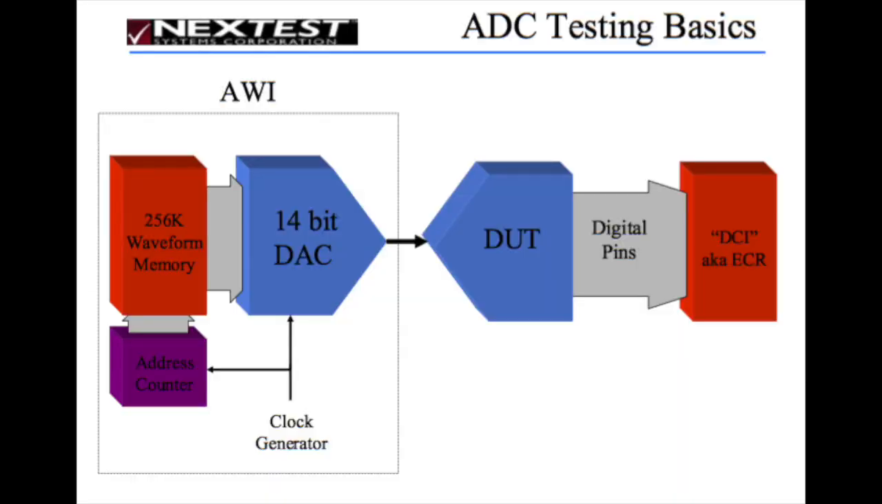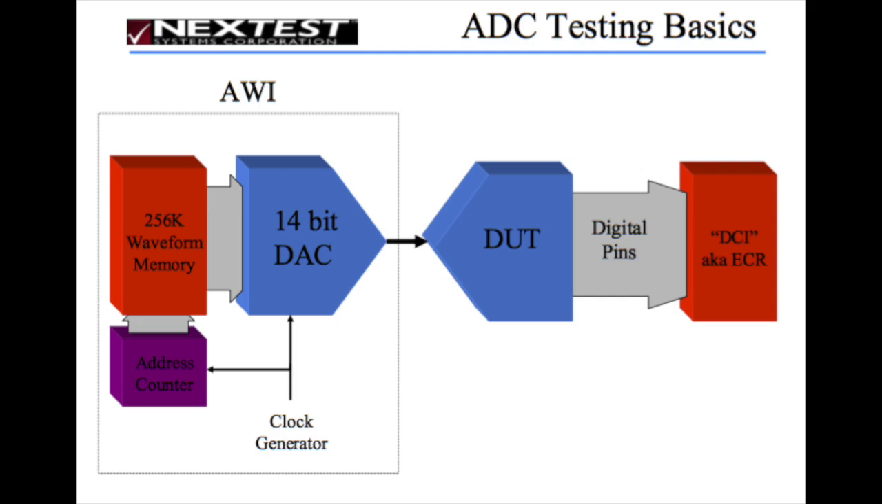We have the clock generator going to an address counter and a 256K waveform memory. The memory goes to a 14-bit DAC, and that was the AWI, and that generates an analog waveform. So we load our waveform, and it's going to be a ramp this time. Load our waveform into the AWI memory. We generate the clock, the data goes into the DAC, and the waveform will come out, go into the DUT, device under test, and the DUT will digitize it. And we're clocking the DUT with digital pins usually. So we clock the DUT, the ADC, with digital pins.